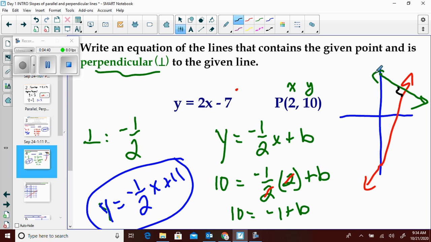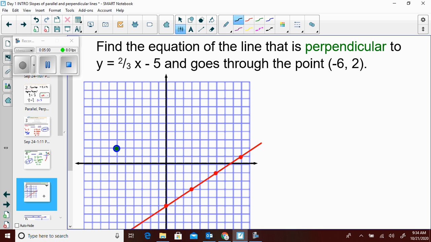By those slopes being negative reciprocals, as this goes up 2, right 1, up 2, right 1, up 2, right 1, this is going to go down 1, right 2, down 1, right 2. They'll have a point of intersection, but where they intersect will create a right angle. That's what it means to be perpendicular, and this is formed on a graph by having slopes that are negative reciprocals. I want to see it a little bit better here on this graph.